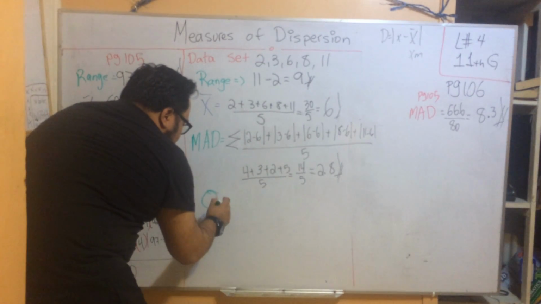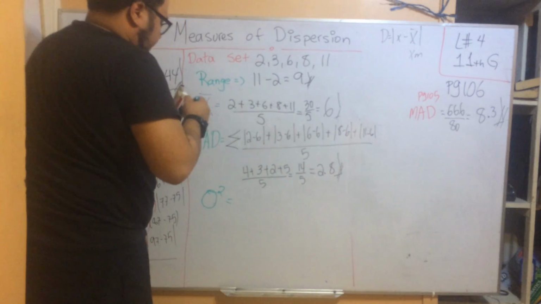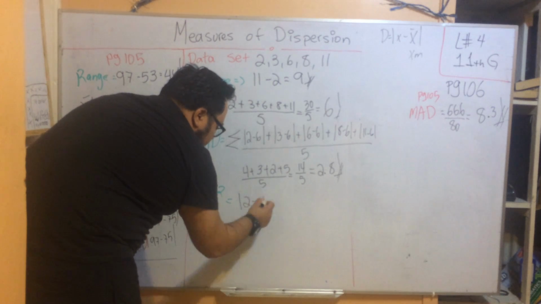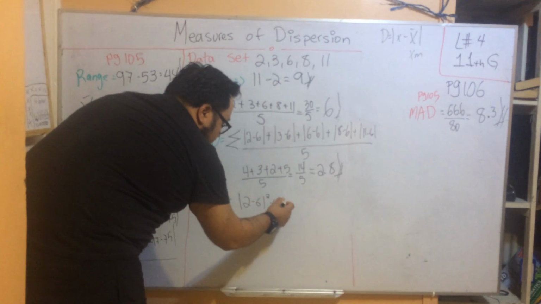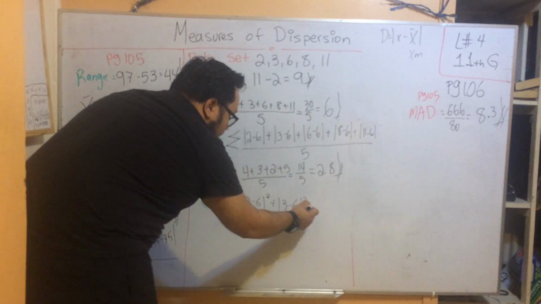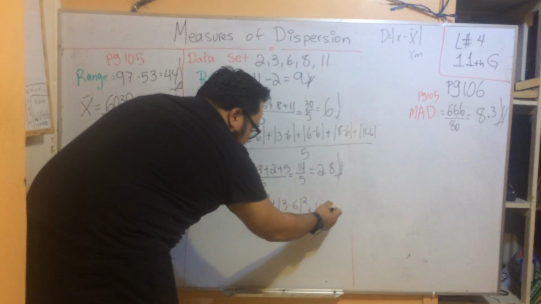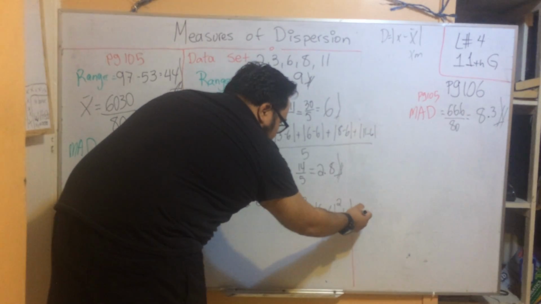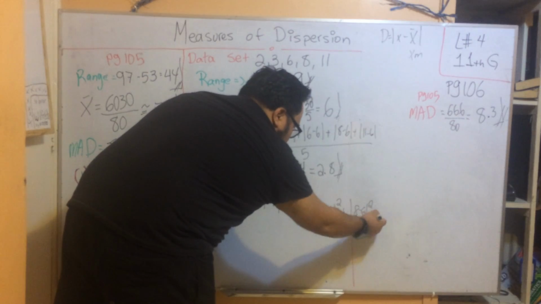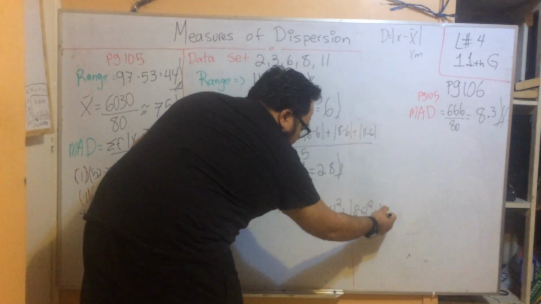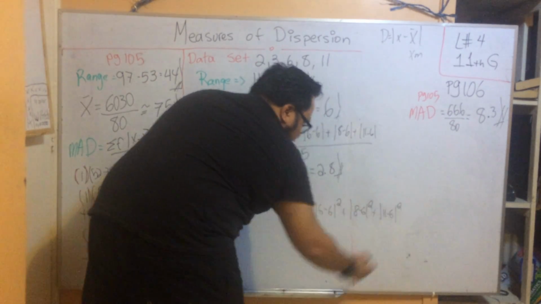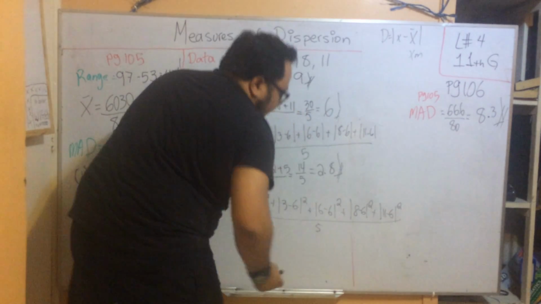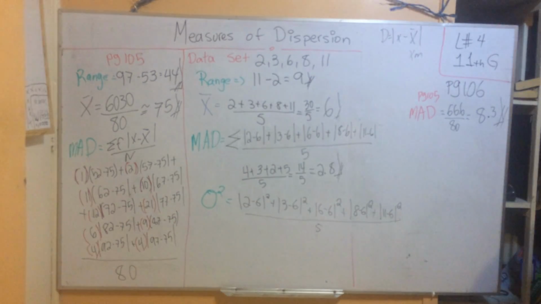Okay? The variance is going to be 2 minus 6 squared plus 3 minus 6 squared plus 6 minus 6 squared plus 8 minus 6 squared plus 11 minus 6 squared. Okay, all of this divided by 5. And that's how we get the variance.